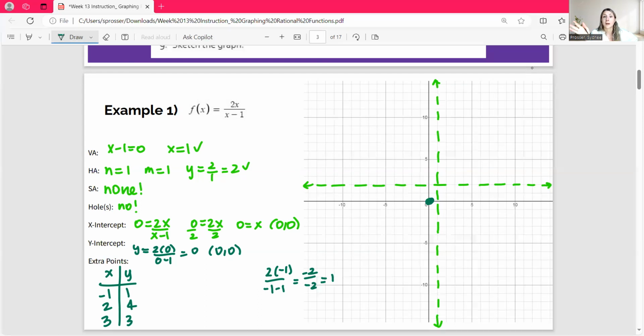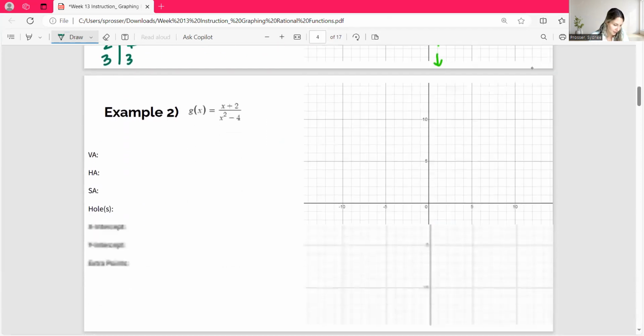These points, I'm going to plot them. So I'll have (-1, 1), and then I'll have (2, 4) and (3, 3). Notice now I have more points that'll help me graph, and I'm going to be able to make the curves. We go along the vertical asymptote and then along the horizontal asymptote, never touching or crossing the asymptotes. Along, through the points, and along. That's our first rational function that we graphed. Great job, guys. Let's try another one.